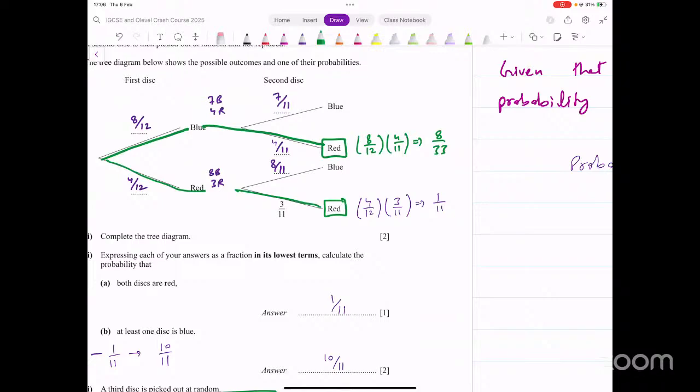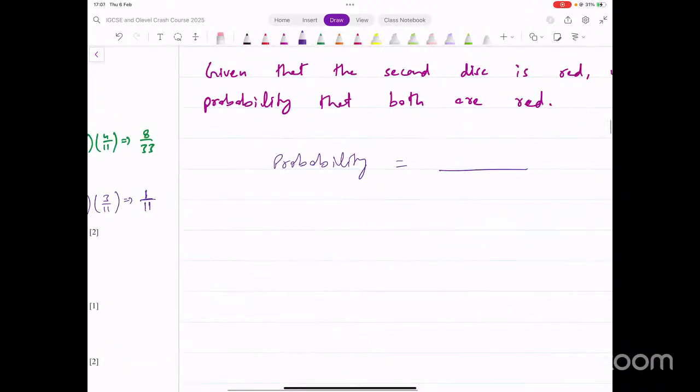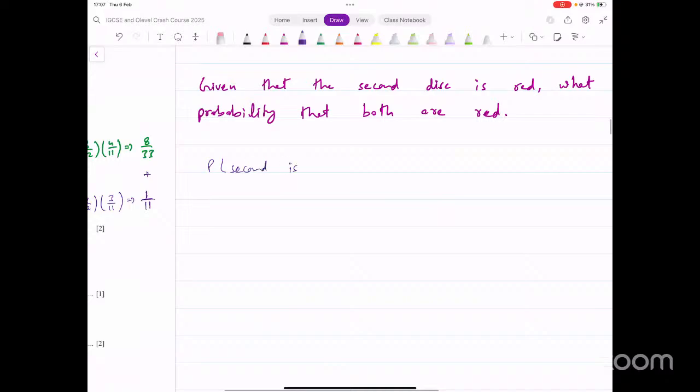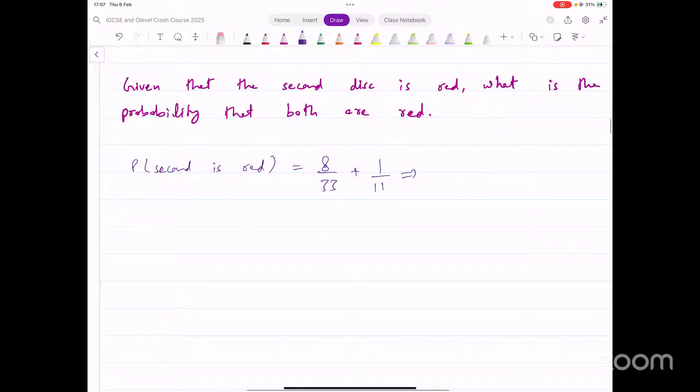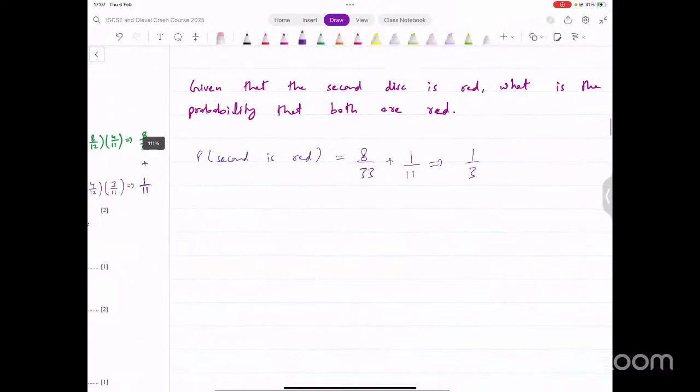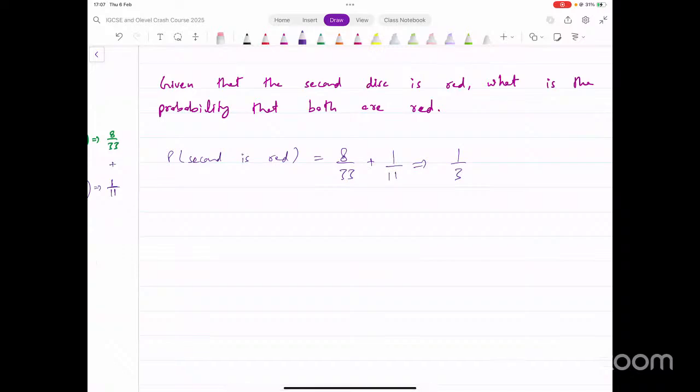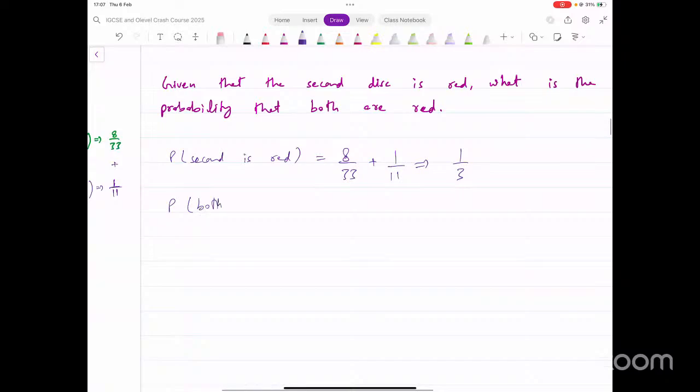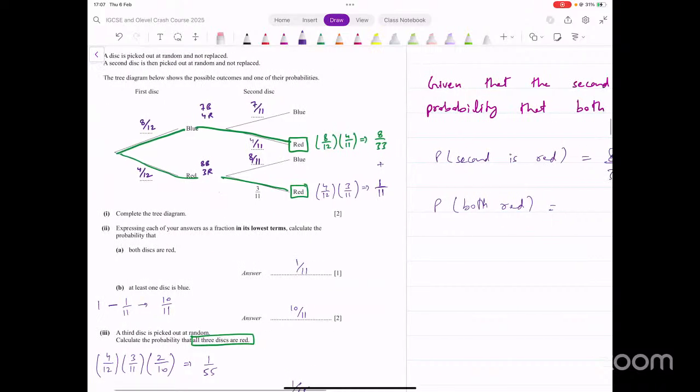Now, you get the second disk red either in this case or in this case. So any of these two cases is possible, right? So what's the probability of getting the second red disk? It's just the sum of these two numbers. So you can say probability that second is red is equal to 8 over 33 plus 1 over 11. You can see what that turns out to be. 8 over 33 plus 1 over 11. And that gives me 1 over 3. That's the probability of the case that is given. Okay. Then what about the probability of both being red? What's that? Both red, that is 1/11.